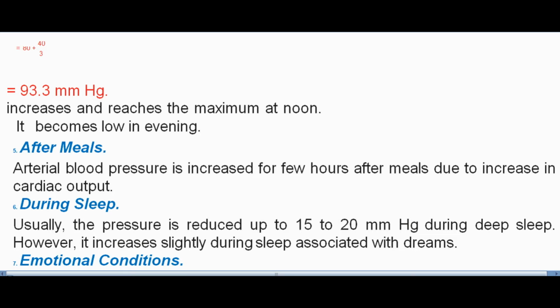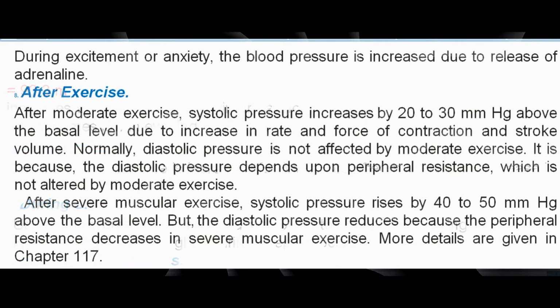Emotional conditions. During excitement or anxiety, the blood pressure is increased due to release of adrenaline. After exercise. After moderate exercise, systolic pressure increases by 20 to 30 mm Hg above the basal level due to increase in rate and force of contraction and stroke volume. Normally, diastolic pressure is not affected by moderate exercise. It is because the diastolic pressure depends upon peripheral resistance, which is not altered by moderate exercise.